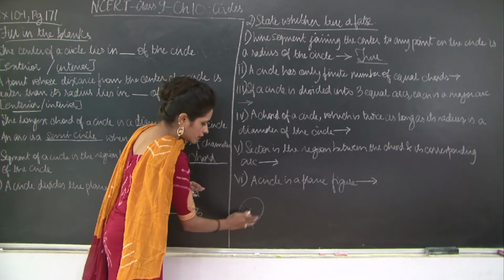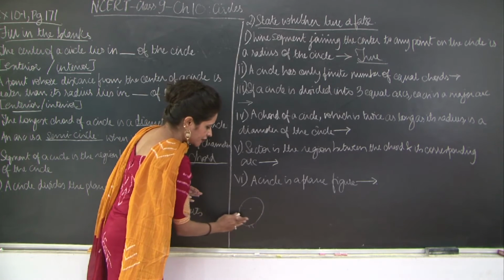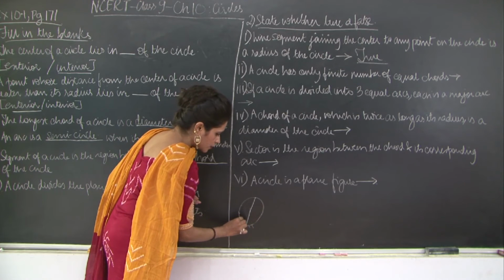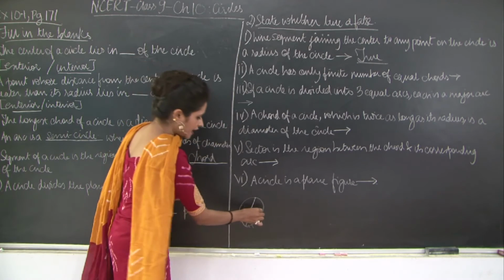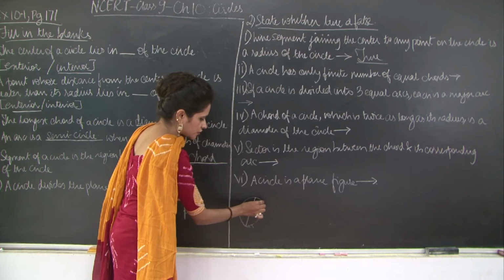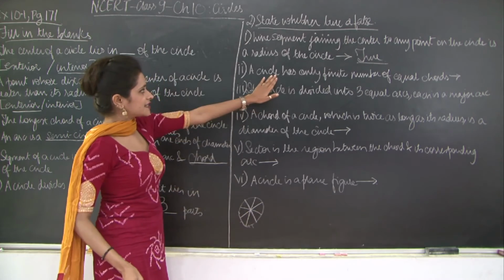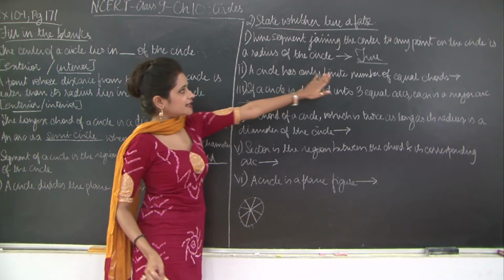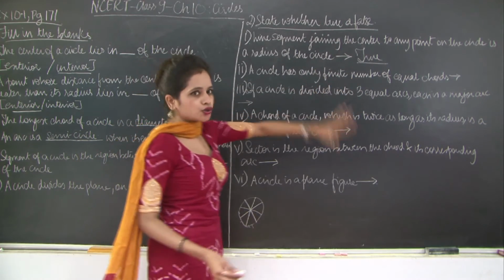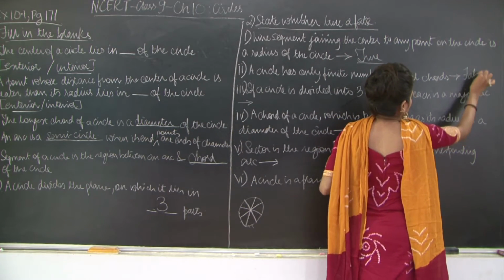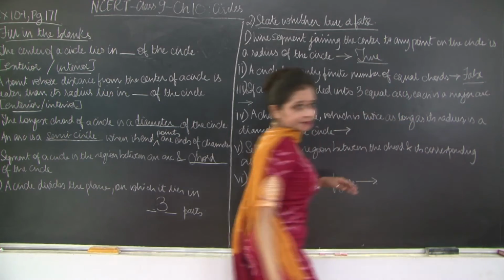Forget this, even if I don't take these chords, I can take the diameter, right? We know that all the diameters are equal for a given circle. So we can have infinite number of diameters of a circle and all these diameters are going to be equal in length. Therefore, this statement is false. A circle has finite number of equal chords? No, it has infinite number of equal chords. So I'll say this is false.